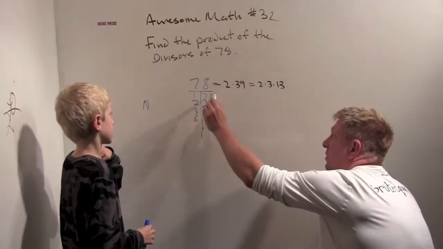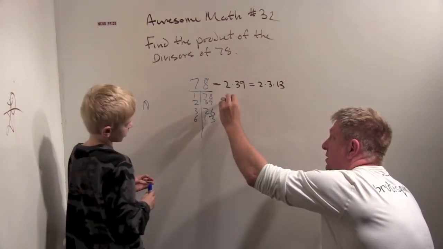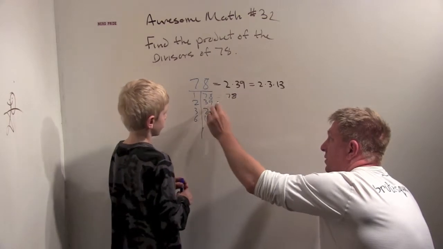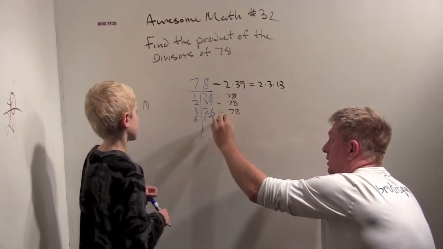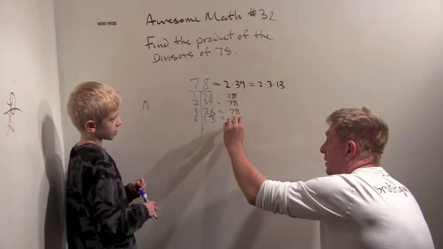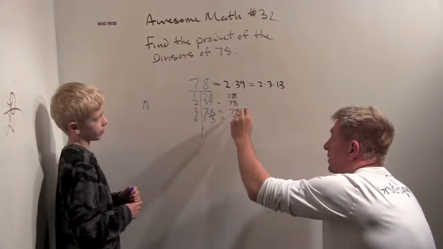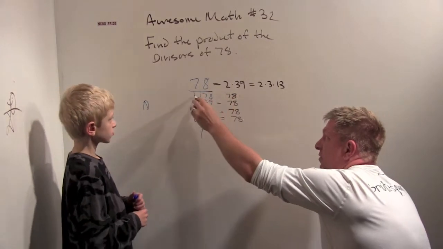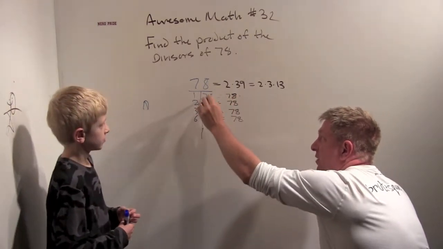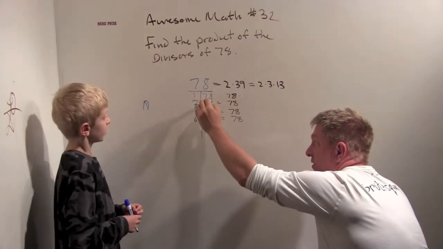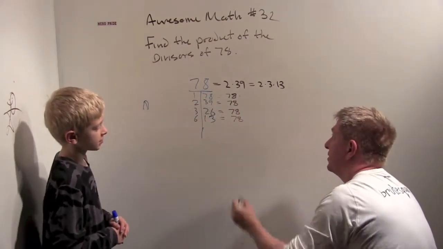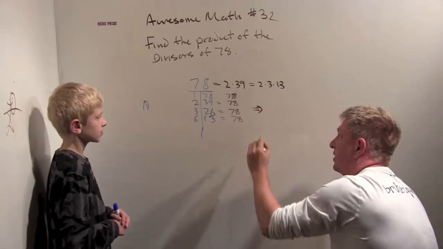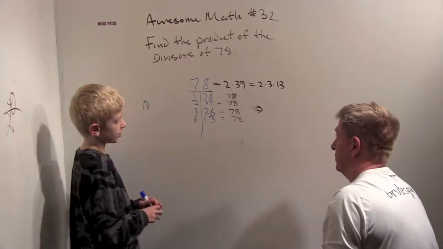Ah, okay. So when you multiply 1 times 78, you get 78. 2 times 39, 78. 3 times 26, 78. 6 times 13, 78. So when I multiply all these numbers together, I can group them in pairs like the rows. And then I get, in this case, 4 78s. So when I multiply those all together, what do I get? You get 78 to the 4th.